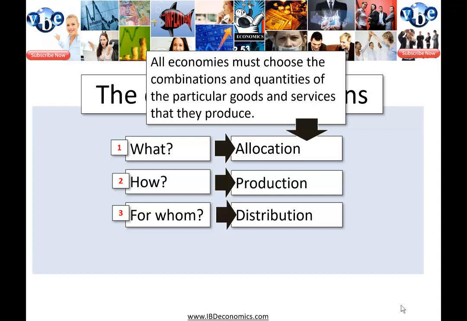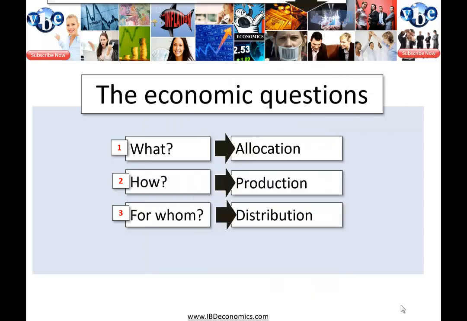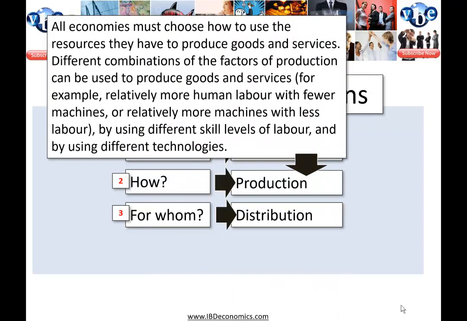The allocation question. All economies need to choose the combinations and quantities of the particular goods and services that they produce. They can't produce everything, so we must decide which ones we want and how much of it we want. The how question is how to use our resources to produce the goods and services that we want.